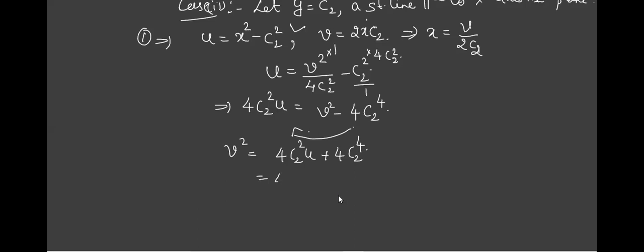4C2 square. Entire coefficient of U should be taken out. What you'll get? U plus C2 square. How to write V square? Write it as V minus 0 the whole square. Okay. This is compared with what now?